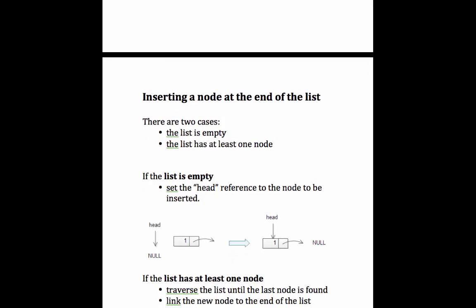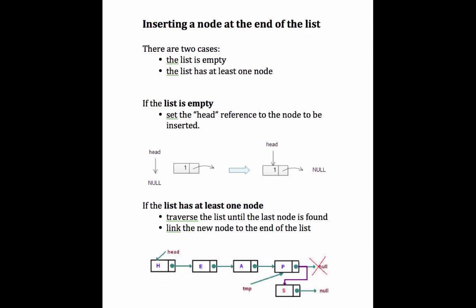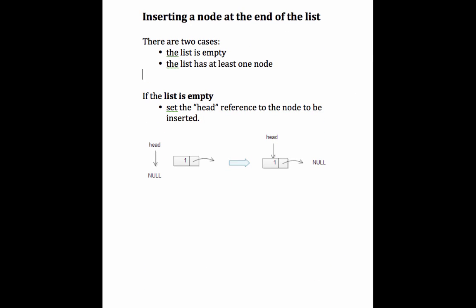Inserting a node at the end of the list has basically two cases. The case which we always need to cover when we deal with linked lists is when the list is empty, and that's the trivial case. So if the list is empty, what happens? The reference called head or front that lets us know where the first node is has value null because there is no node in the list. The list is empty. So the value of head, as you can see here, is null, or the value of front is null.